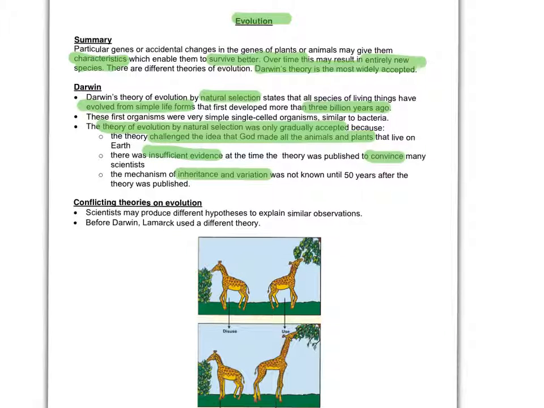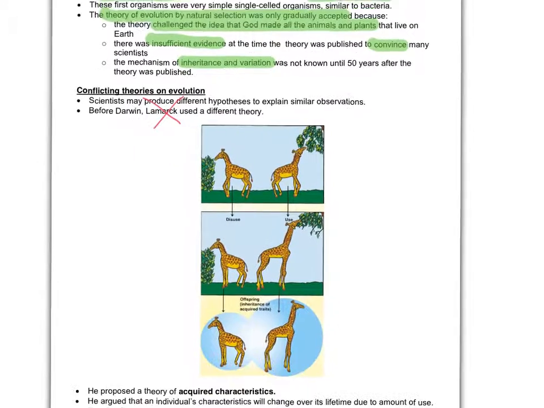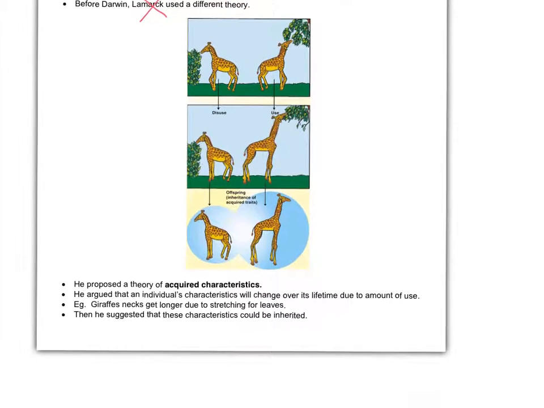An alternative theory of evolution, which we now know to be incorrect, was put forward by Lamarck. This incorrect theory was based around an idea of acquired characteristics. So Lamarck argued that an individual's characteristics will change over its lifetime due to amount of use. The example he used for this was giraffes' necks getting longer as they stretched for leaves. He then suggested that these characteristics could be inherited.